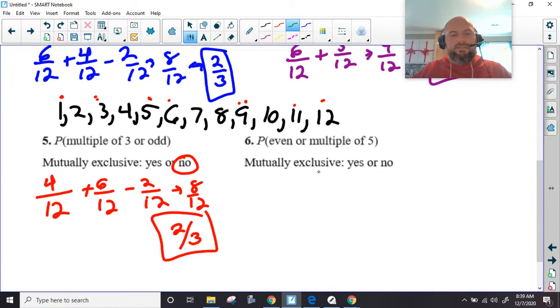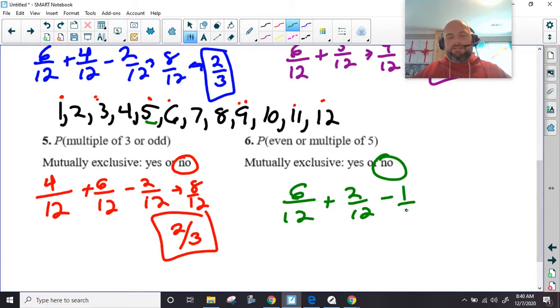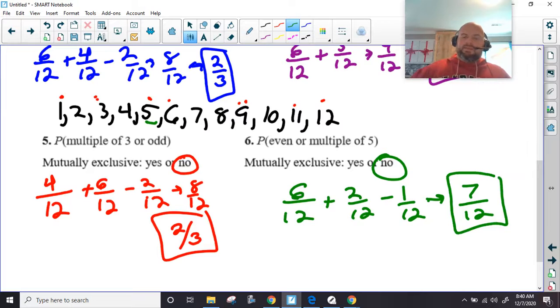Even and a multiple of 5, this is not mutually exclusive, and this is why. Even numbers, again, we have 6 out of 12. Multiples of 5 is 5 and 10. So that's 2 of them minus, okay. So if you are smart, you only counted the 5 because we are counting the 10 once, and we have 7 over 12.